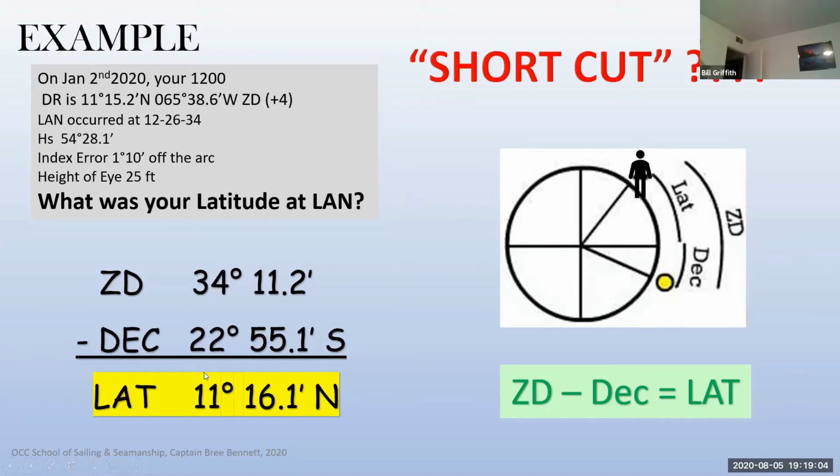So do we think that was a shortcut or not? Absolutely. Okay, cool. There's still some work involved, but it is a shorter cut than the full sight reduction form. Now we have an LAN. We can use that latitude, excuse me, now we have an LOP. We can use that latitude as an LOP.